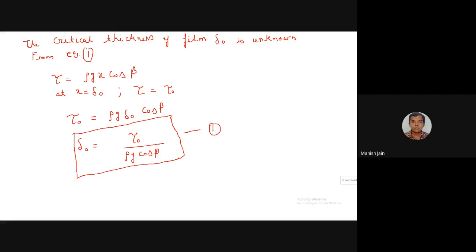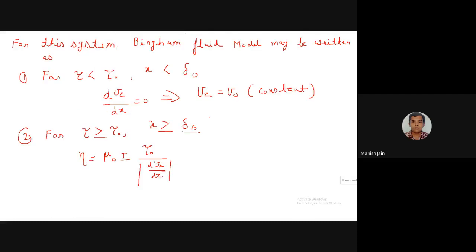This is equation number 1. Equation number 2. Okay, 1 is already there. This is equation number 2. Now, once you know the value of tau naught and del naught, then you can use the equation to solve the problem. Okay, so we had already solved the problem for the first part, when x is less than del naught, then you have vz equal to v naught, which is constant.